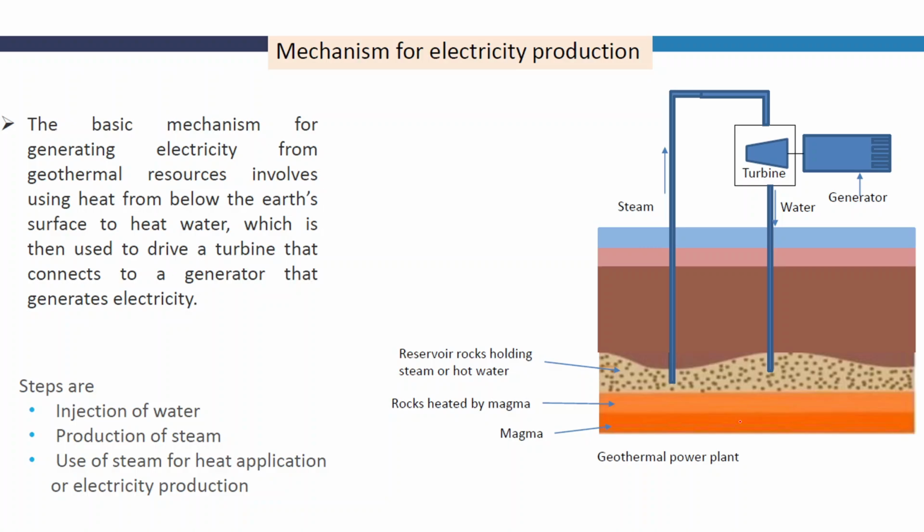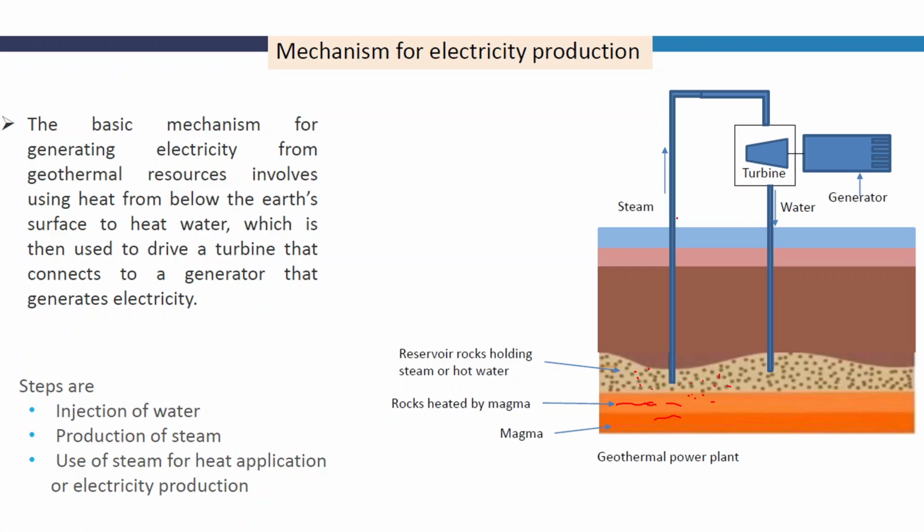Now coming into the mechanism for electrical energy production. The basic mechanism is, suppose these are the molten rocks, this is the magma, and these are the hot rocks. These are not in the molten state, but are in a hot state due to taking heat from these molten rocks. So these are rocks and water is present here.